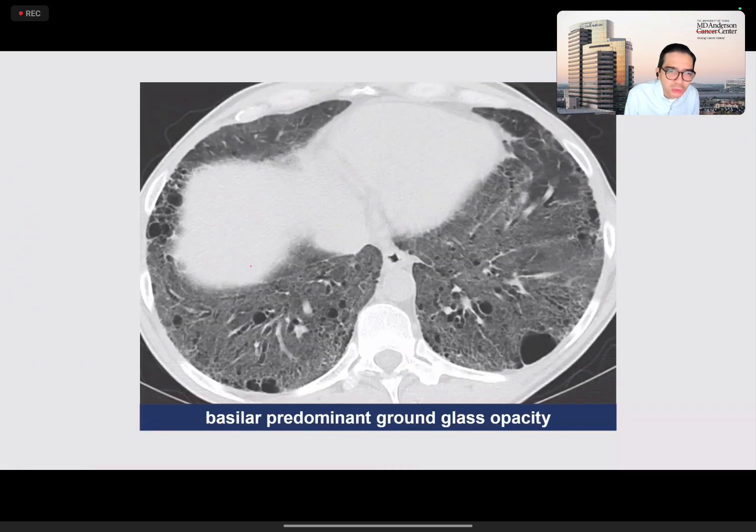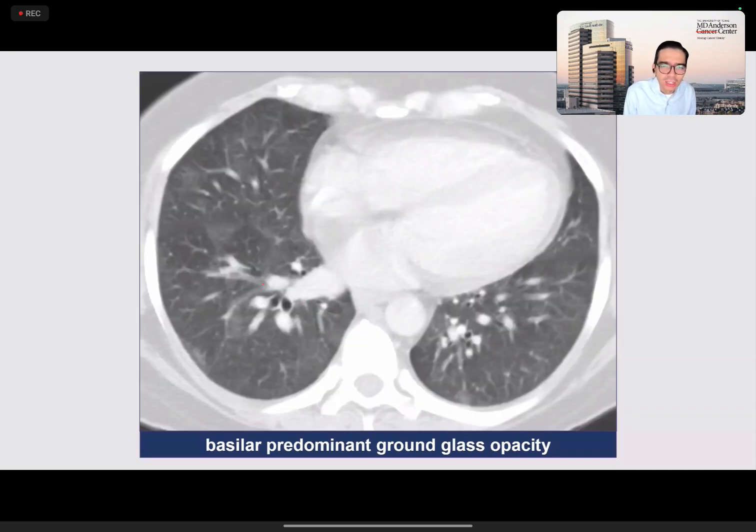Okay, and here's another person. This patient had chronic ground glass opacities in their lower lobes and superimposed cysts. Okay, you can see it's kind of patchy in this other patient.